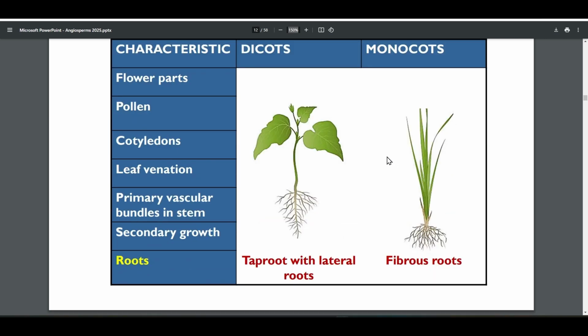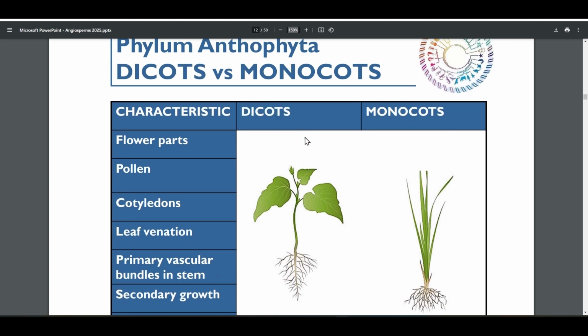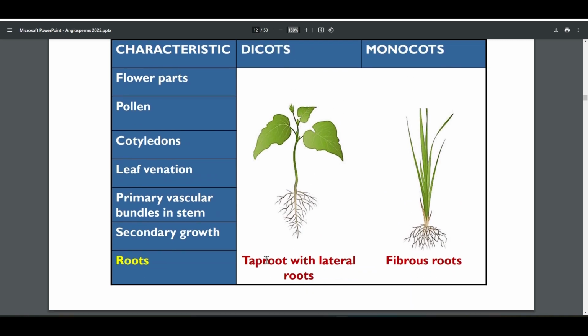All right. So aside from that, we have the roots. For dicots, you have something called a taproot, which is the main root going off of the plant, with a lot of lateral roots going on the side. But for monocots, like this grass, there are only fibrous roots. There is no central root present. There are only fibrous roots that go everywhere.